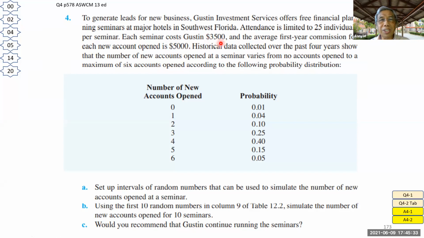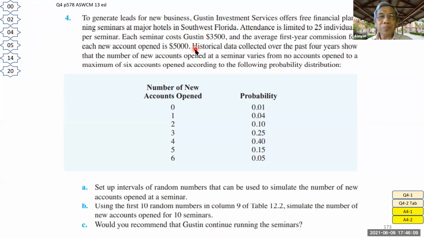So if we conduct a seminar, it costs 3,500. If nobody signs up, it costs 3,500. If one person signs up, he gets 5,000, so he gets a profit of 1,500. If two people sign up, he gets 10,000, and his cost is still 3,500. One seminar, 3,500, and during the seminar, two sign up, he gets 10,000. So he gets a profit of 6,500.